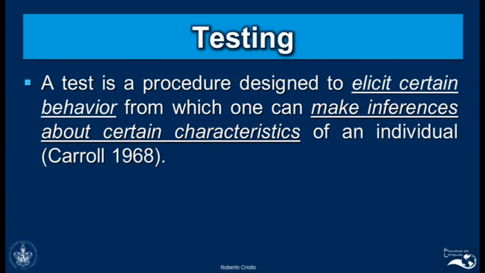Now, a test is a procedure that is designed to elicit certain behavior from which one can make inferences about certain characteristics of an individual. This is the first definition by Carroll in 1968. Now we can see here that if I'm going to test you, the first thing that I need to do is that I have to ask you to do something. That means to elicit behavior.